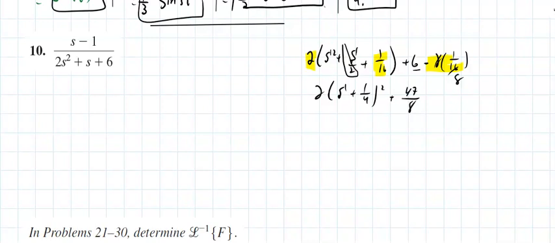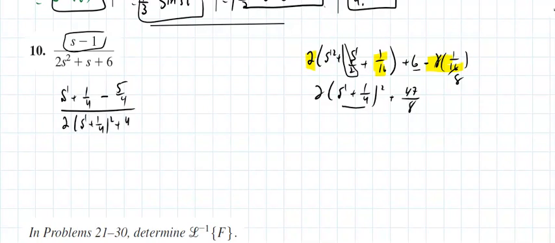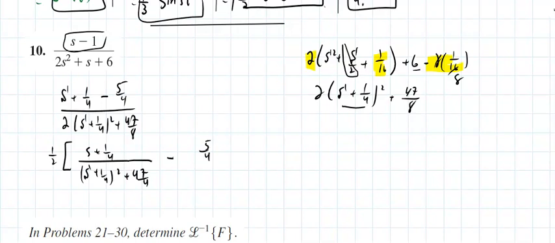So now for this to work, I need this to be s plus 1/4. That is s plus 1/4 minus 1 minus 1/4, that's 5/4, divided by 2 times s plus 1/4 squared plus 47 over 8. So I could say this is pretty much taking 1/2 out of this, s plus 1/4 over s plus 1/4 squared plus 47 over 4, minus 5 over 4 over s plus 1/4 squared plus 47 over 4.